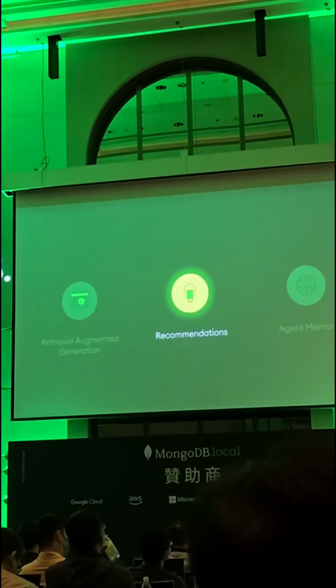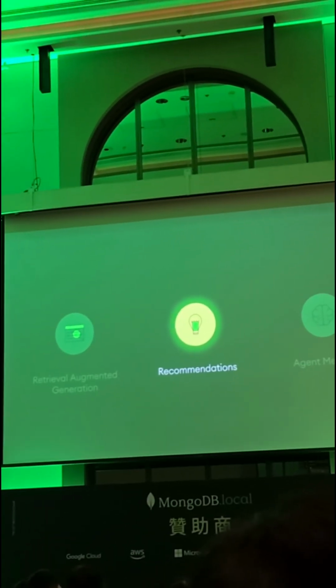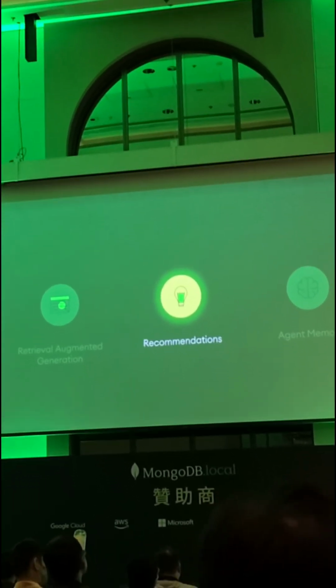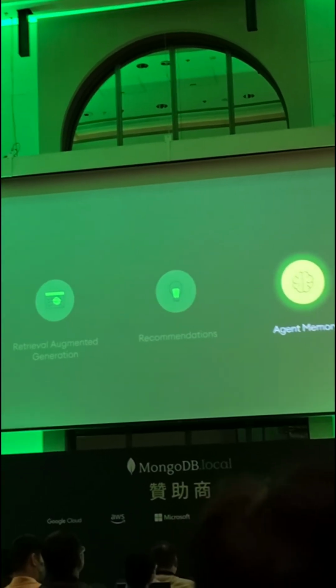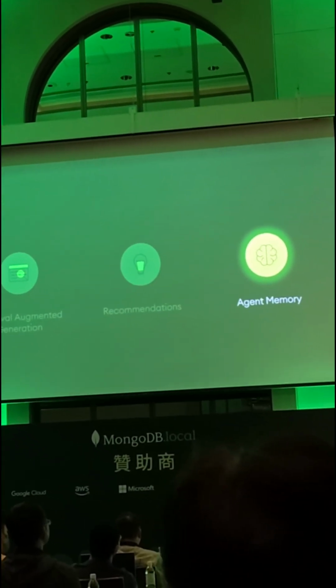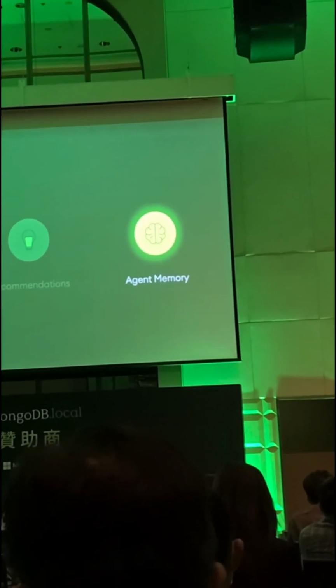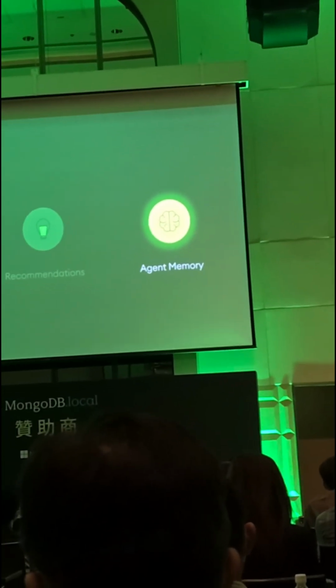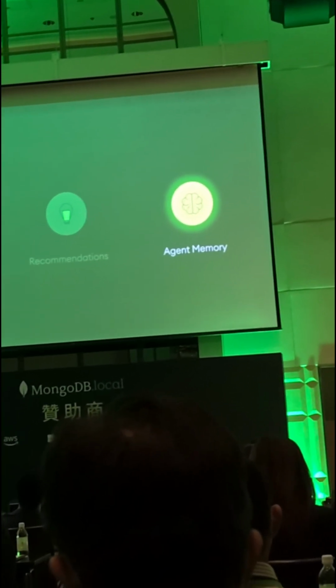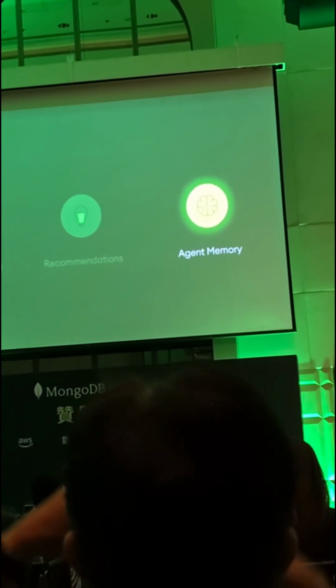Now he is explaining, first he explained about retrieval augmented generation, that will be done by LLM models. Then he explained about the recommendations, and now he is talking about the agent memory. So the agent should have some memory so it does not forget the context of the query.